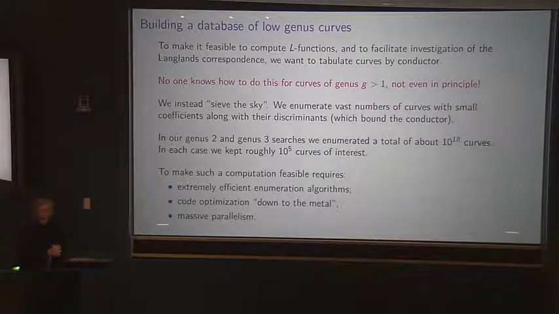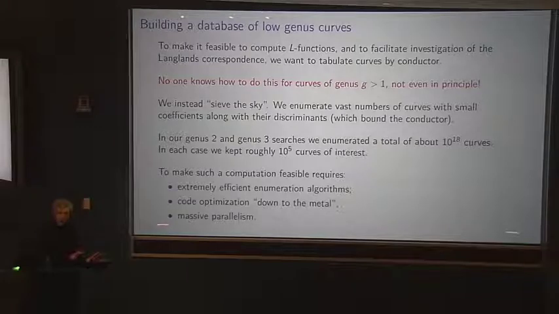So maybe 1 in 10 to the 13 curves met our very selective criteria of being interesting enough to save on our precious disk. Now, to make such a computation feasible requires several ingredients. One is very efficient enumeration algorithms. So in order to identify curves with small conductor, computing the conductor is hard.